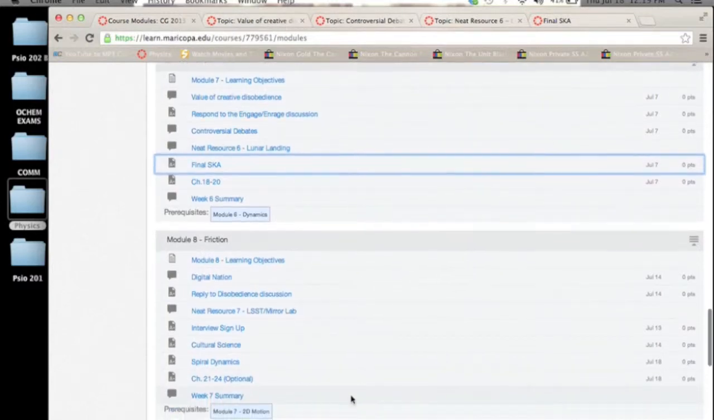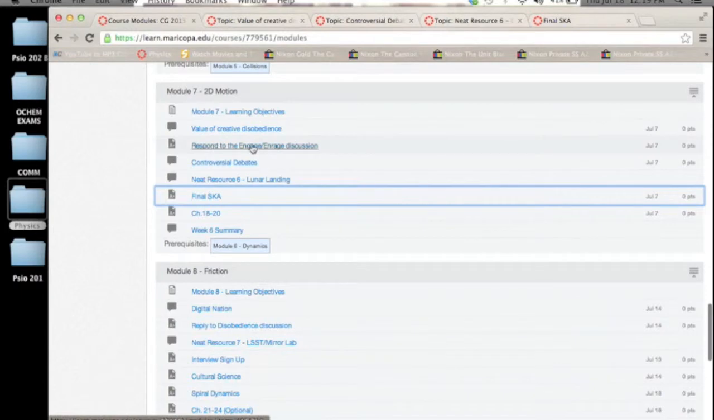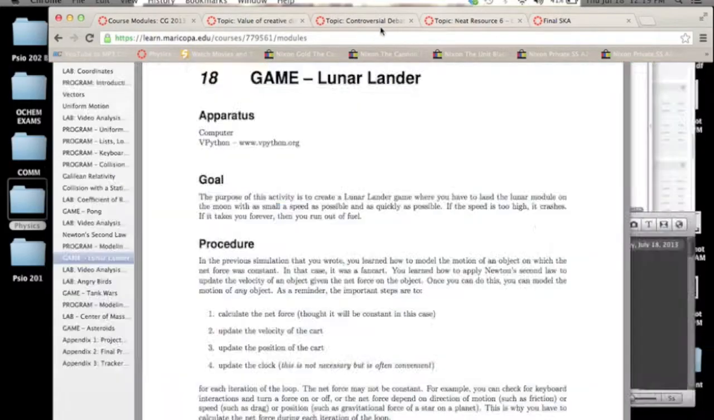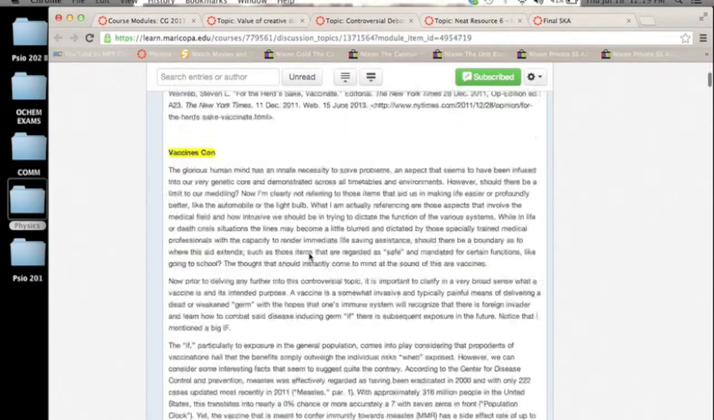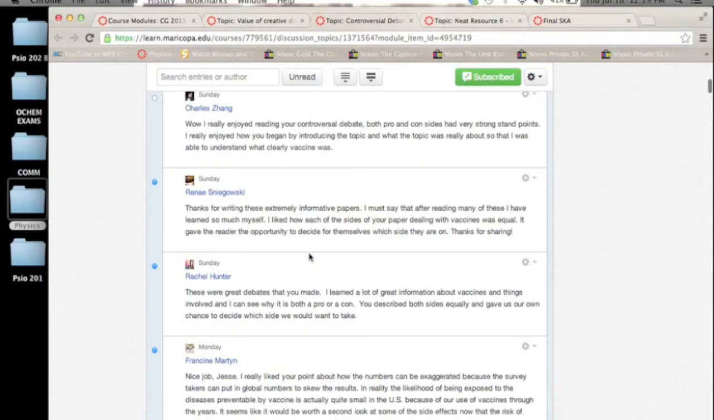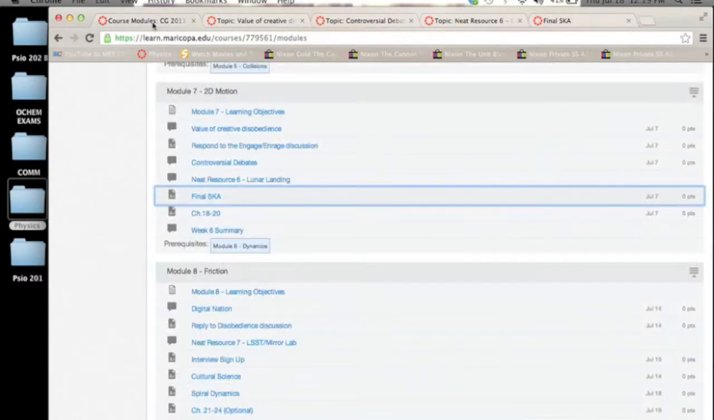Then we go into the contra or responding, engage me and enrage me, and I was responding to 8 of those. And then this week our controversial debate was due, and I was able to post mine, and it was pretty interesting. I found out that human cloning didn't mean just human cloning. It incorporated cloning of organs, fruits and vegetables and such.